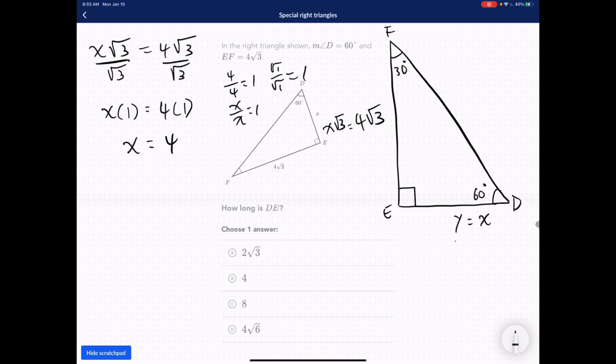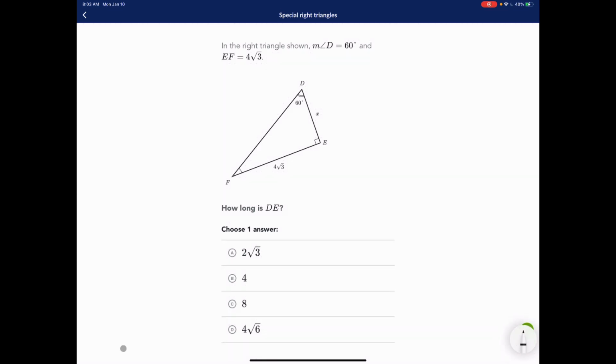So this length right here, Y, is equal to what? Y is equal to 4. And so Y is equal to 4. Voila. Okay.